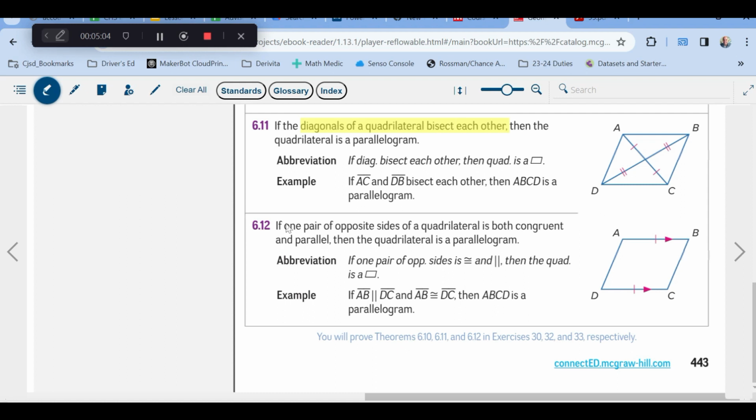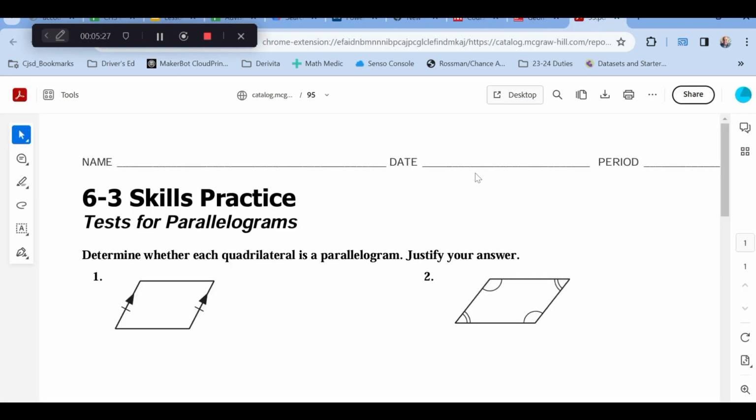And then here's the one that we need for this problem right here that we're working on right now. So if one pair is both congruent and parallel, so when you see that line and the arrow for congruent and parallel on one pair, then it is a parallelogram. By this theorem they call 6.12. So when I look at this assignment here, I see congruent and parallel. We're supposed to determine whether it is a parallelogram and justify our answer.